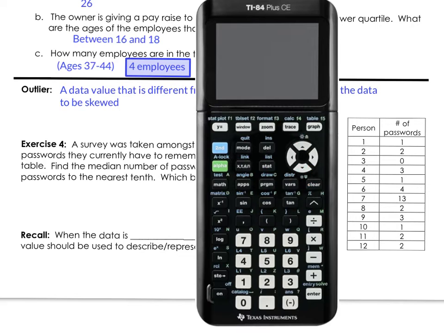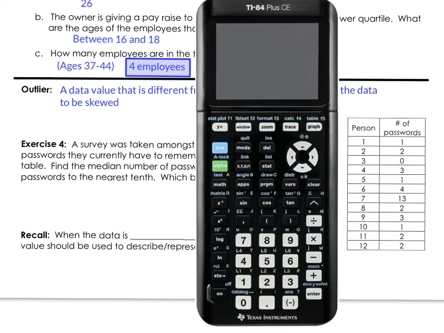Okay, then we're going to fill in all of this data. So 1, 2, 0, all the way up to 2. So take a minute, plug in that data so you can make sure you get the same values that I have. Okay, so once you put all the data in, you're going to go back to Stat and then over to the tab on the top that says Calculate. And then again, your screen might look different depending on which calculator you're using, but it should tell you you're doing the 1-Var Stats to calculate it.